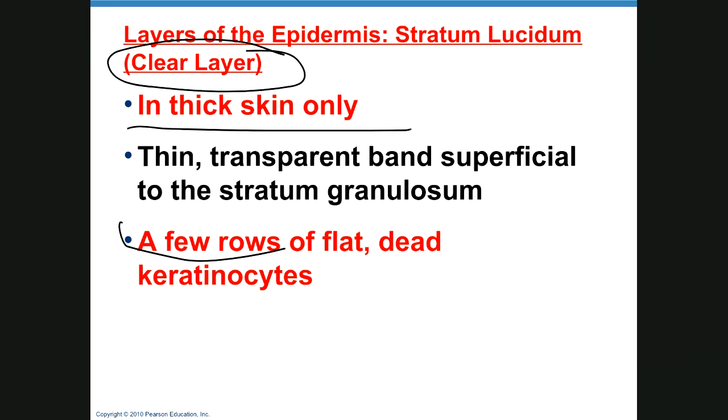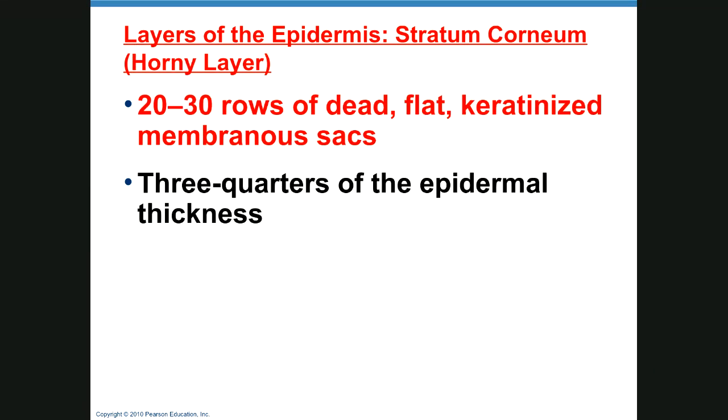And then finally, the outermost layer is the stratum corneum. The stratum corneum can be very, very thick, and it depends on where we're looking. It can be as thick as 30 rows of dead cells. In parts of the skin, it may be thinner. But in general, this is a pretty thick area. The cells are dead, flat, keratinized, filled with keratin, okay, and it represents about 3/4 of the epidermal thickness.